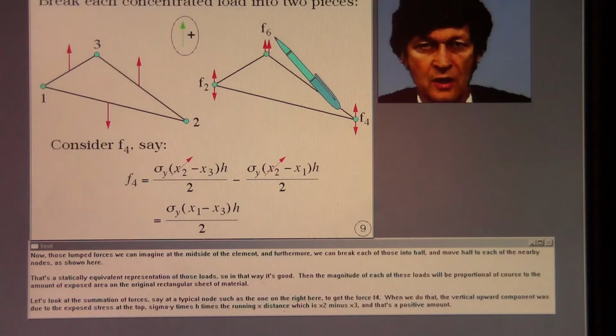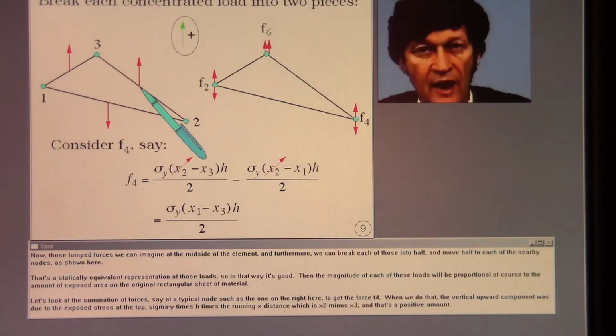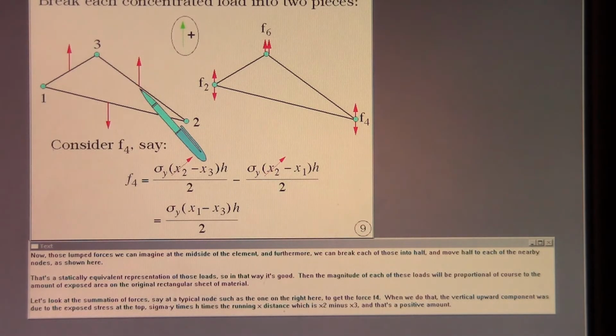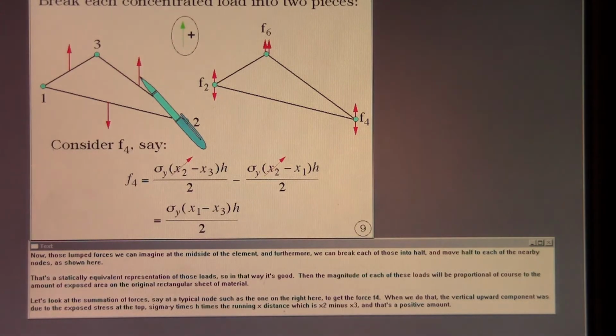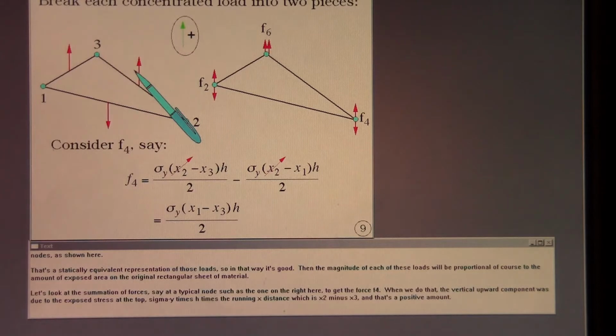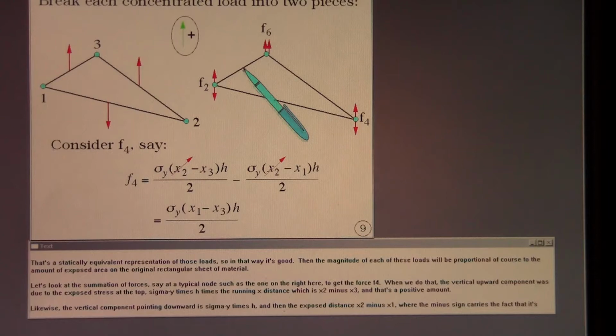Now those lumped forces we can imagine at the mid-side of the element. And furthermore, we can break each of those into half and move half to each of the nearby nodes as shown here. That's a statically equivalent representation of those loads, so in that way it's good. Then the magnitudes of each of these loads will be proportional, of course, to the amount of exposed area on the original rectangular sheet of material.